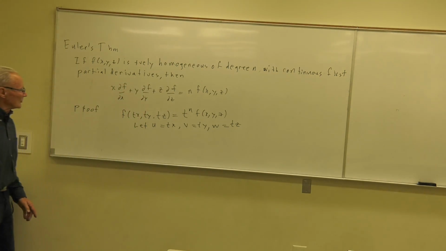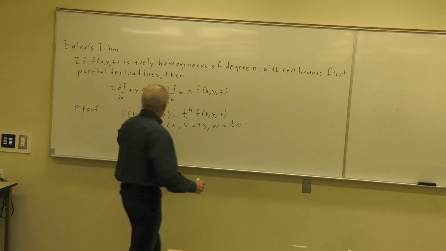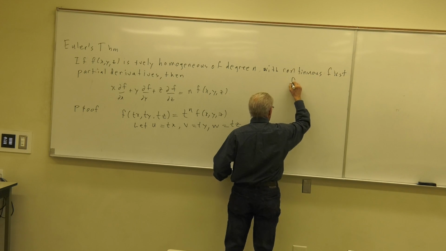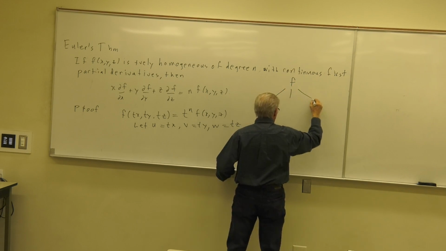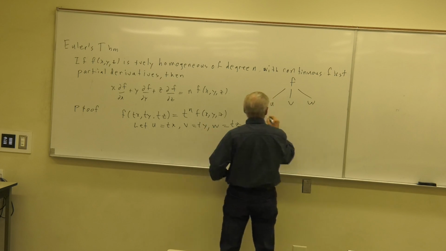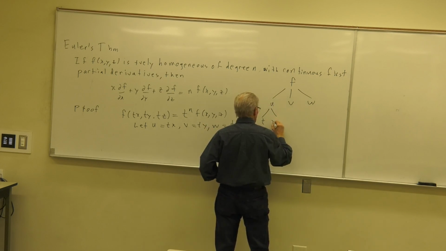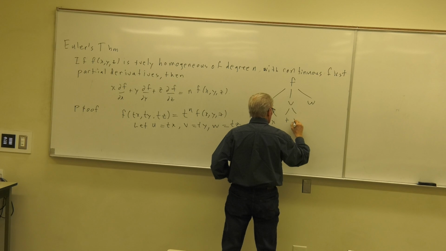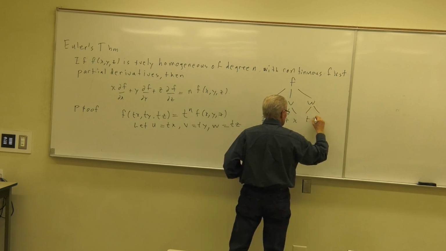So let's introduce those variables. Then if we look at the left-hand side, you've got f at the top. It's a function of u and v and w. And u is a function of t and x. v is a function of t and x. And w is a function of t and x.